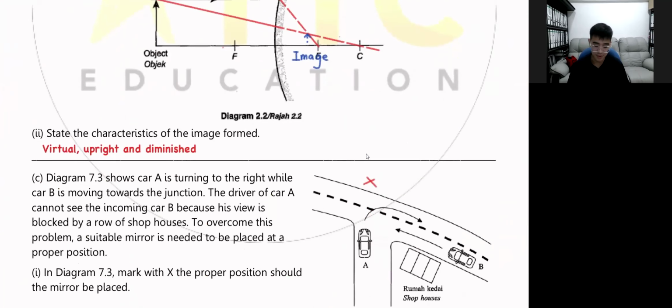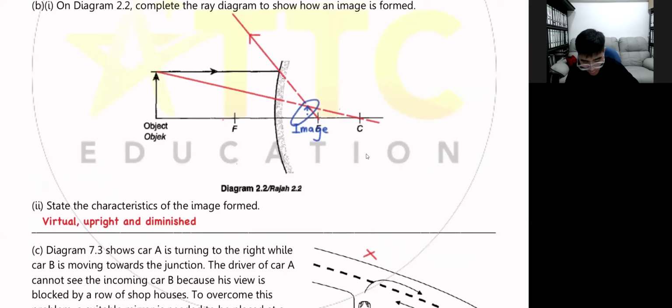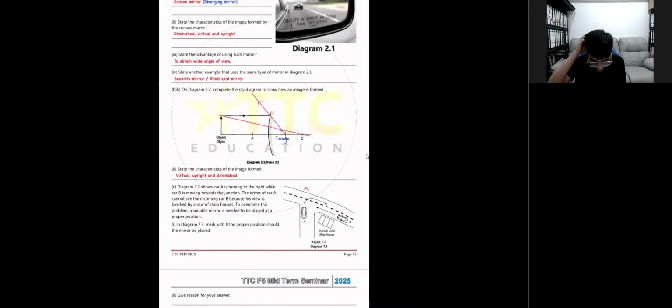Clear? So remember, it will always be virtual, upright, diminished. And you can see, is it correct? Virtual, using a dotted line, and also upright, right or not? The arrow is pointing upwards, and the object arrow is also pointing upwards, so both are upright. And then it becomes a smaller size, so diminished. The size of the object was this big, and the image size is this small only, so it becomes smaller. Okay. Now, the next one.